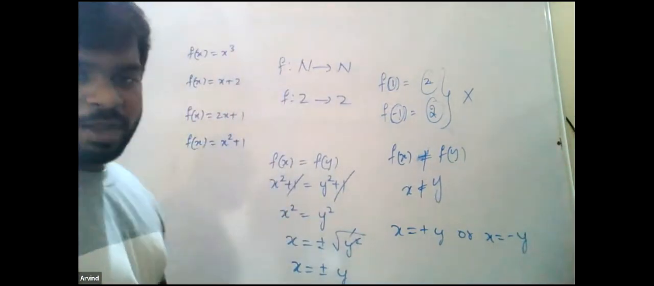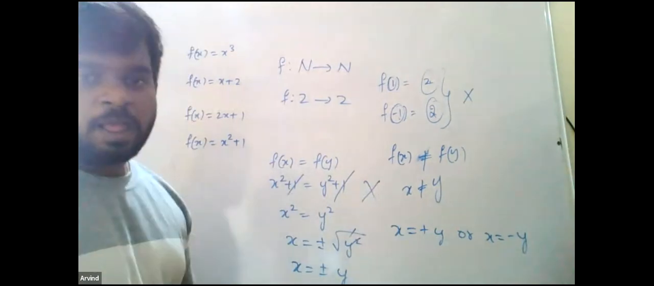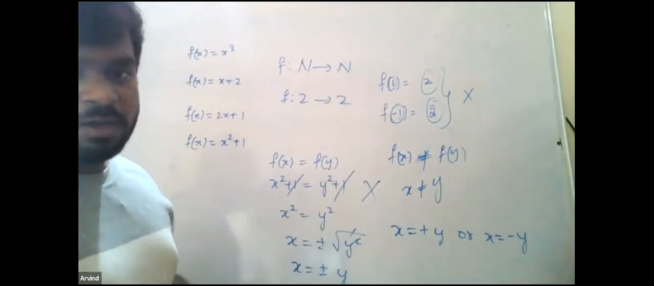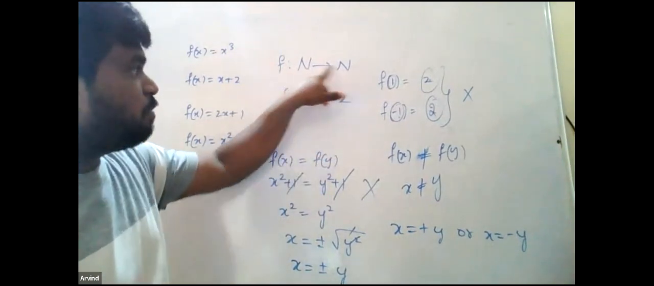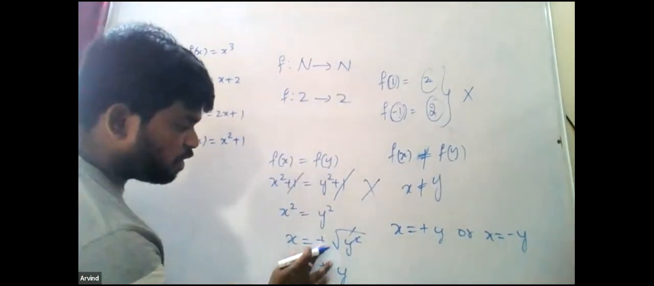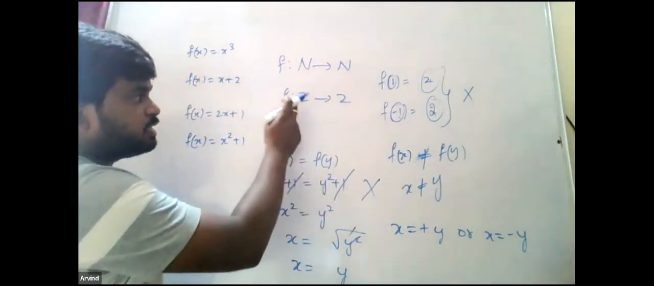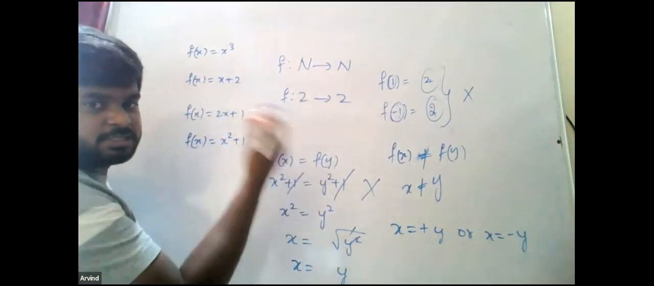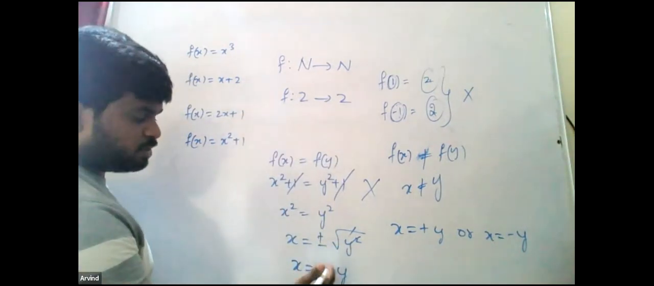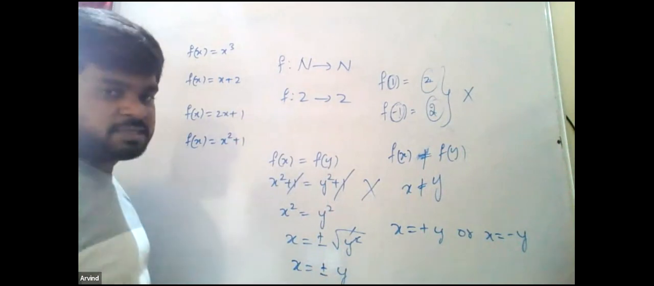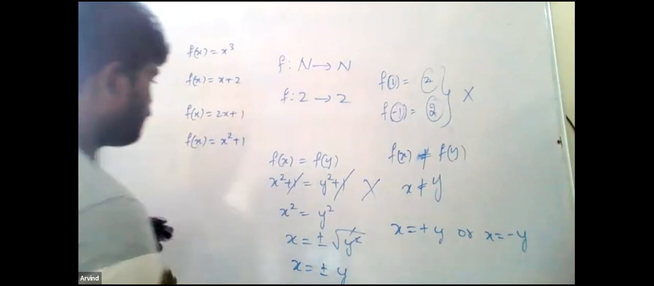We need only x equal to y, but we are getting this. Therefore, it is not 1-1. I repeat it again, this is a very important one. These x and y values would be only positive, for example, if they were natural numbers, you would not get plus or minus here. Directly you will get x is equal to y. Since it is defined on integers, and integers have negatives, you should take plus or minus y. So you get x is equal to plus or minus y. Therefore it is not 1-1.